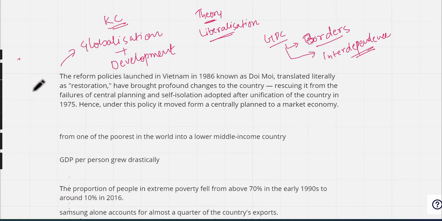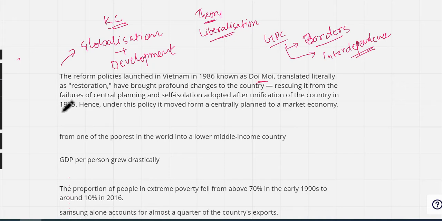this one. So what happened in Vietnam? As you all are aware, Vietnam was engulfed in war till 1975, and after that it had a self-isolated policy or the centrally planned policy, right? It did not allow Vietnam to grow economically. In 1986, there was the policy named Doi Moi. This policy is also known as restoration, which brought a lot of changes in the economy of Vietnam.